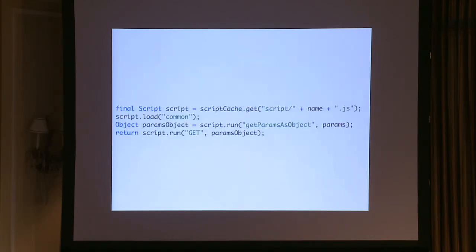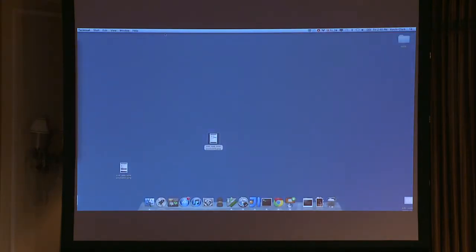Finally, we've got something that looks pretty much like before. We get our file, and we do it from the scripts directory inside our load path. We end up loading this common file because we're going to call getParams as objects, which is going to take the Java map and turn that into a JavaScript object. And then we call get, passing in the object. So let's see what that looks like. If we pull up my copy of IntelliJ, which is over here.